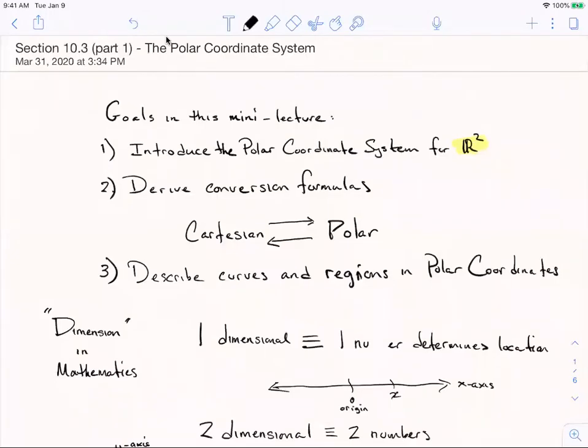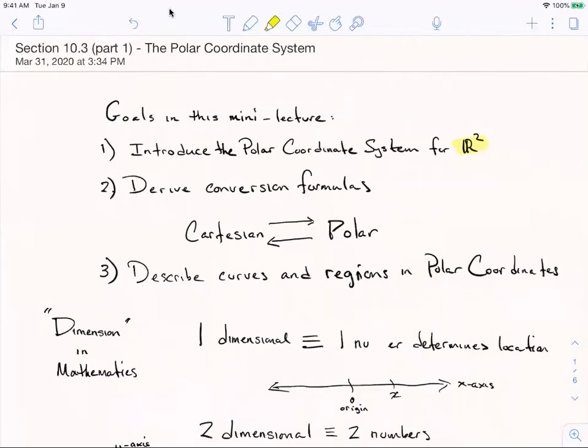Hey, welcome back to Calculus. In this short video, we're going to take a look at part of the material in section 10.3 on the polar coordinate system. In this first part, we'll just focus on the coordinate system and conversion between it and our rectangular coordinate system. In the next lecture, we'll think about functions in this new coordinate system.